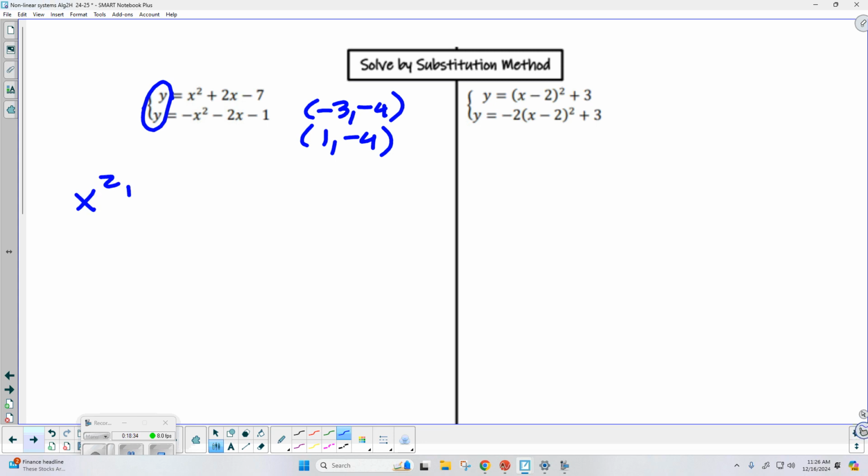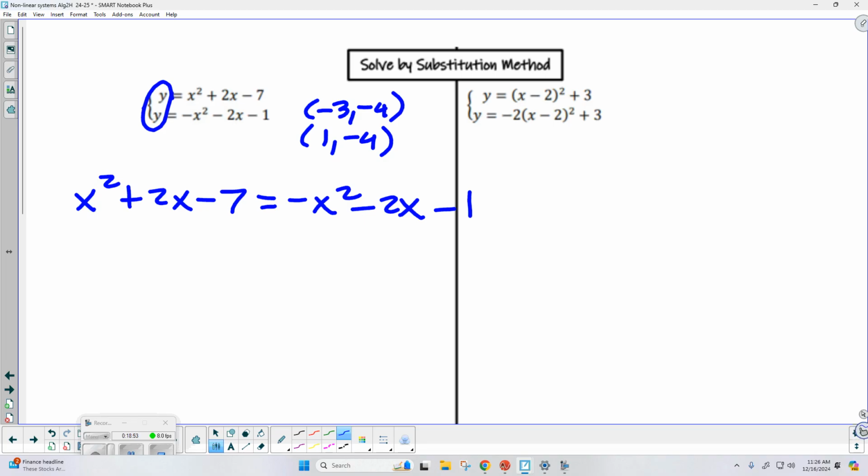If they both equal y, I can set them equal to each other. I can say the first one, x squared plus 2x minus 7. I wrote a 2. That was weird. Equals the other one, negative x squared minus 2x minus 1. They both equal y, so they equal one another. So I just created one equation.